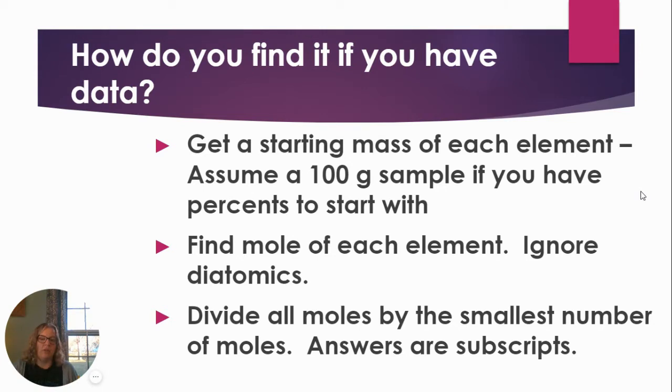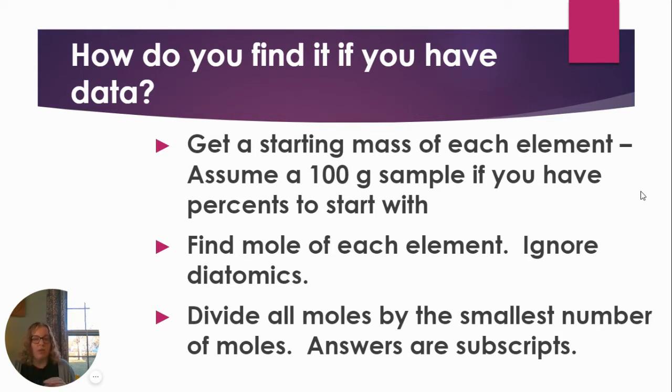When you get those answers, they are going to be your subscripts for your compound if you have whole numbers or close to whole numbers. If you have a half or a third or something like that, then you need to multiply all of the subscripts by that number. So for instance, if you get a half, like 2.5 for a subscript, you need to multiply all the subscripts by 2 so that you get a whole number.